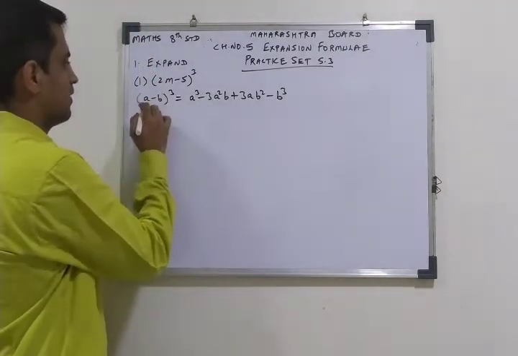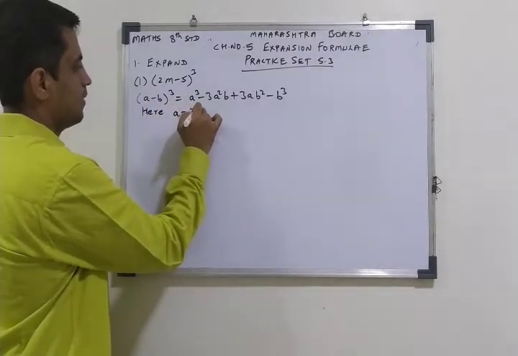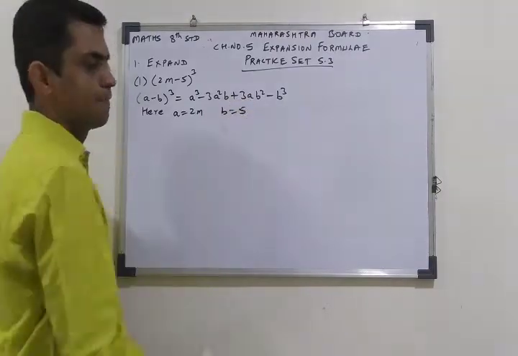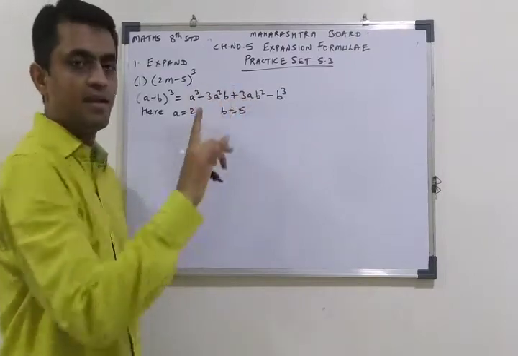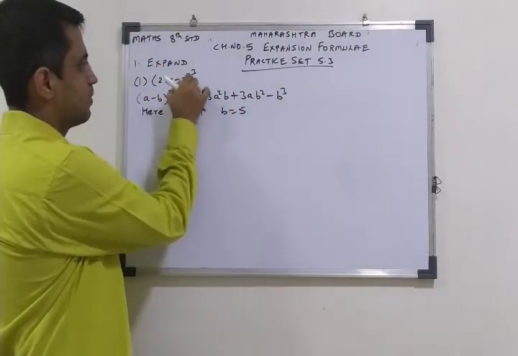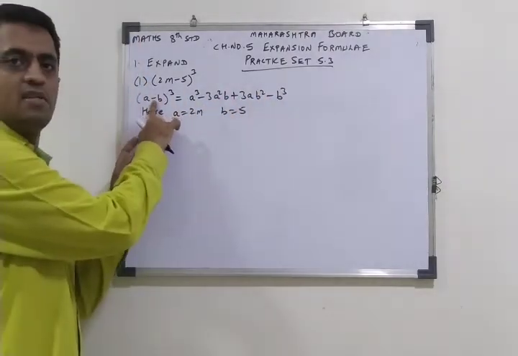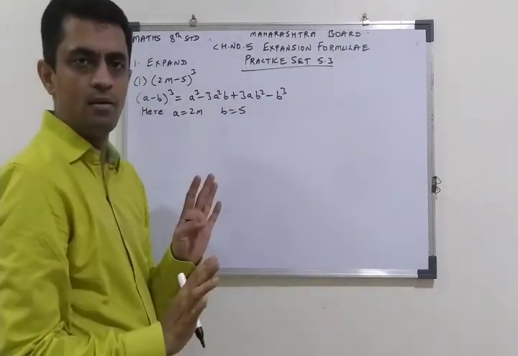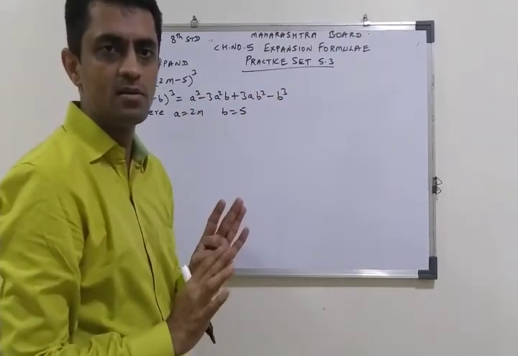Now, what is our a? So we can write here a is our 2m and our b is 5. Don't take minus 5, because this formula takes care of your sign. You have to take the number as it is, positive, because this formula itself is in a minus form. So don't take the negative number. Take all positive. Automatically this formula takes care of your answer.